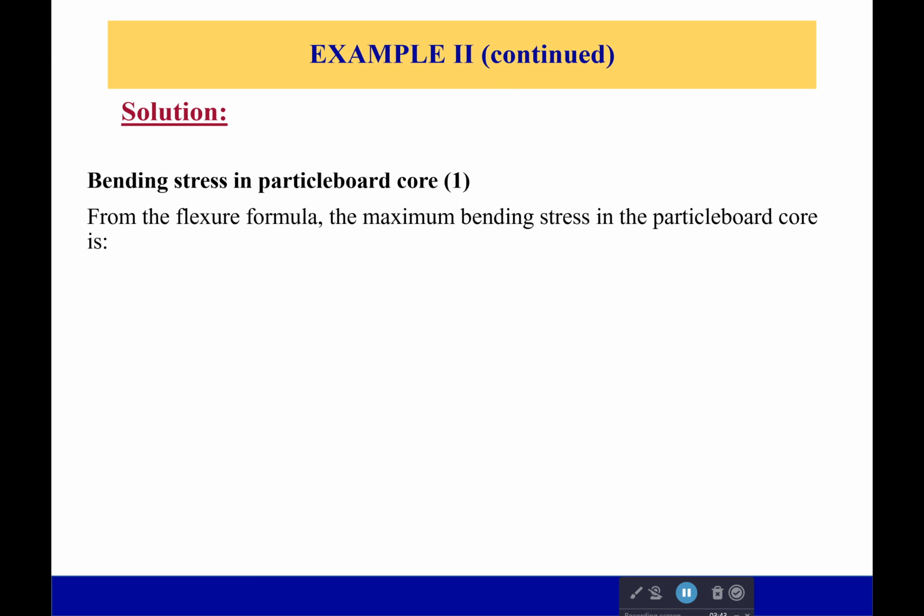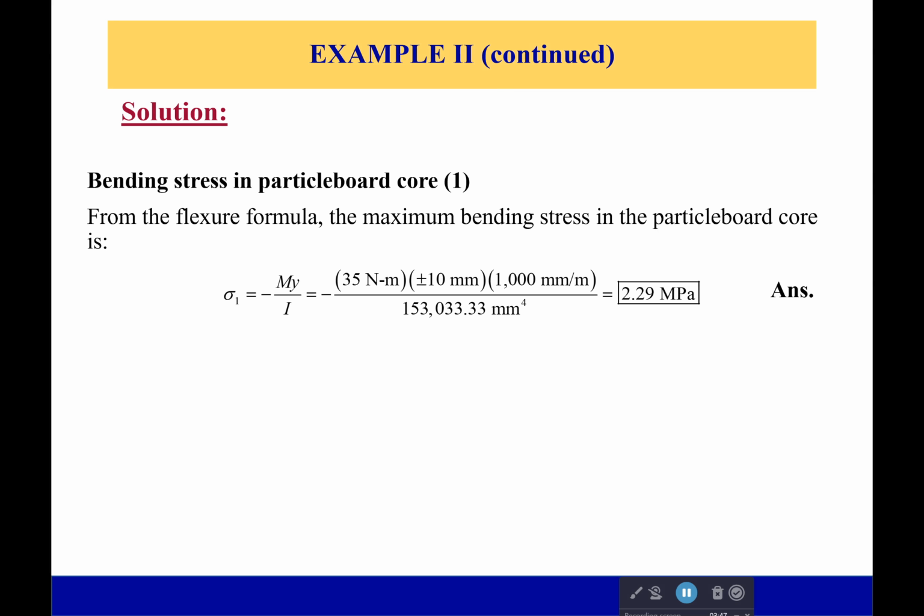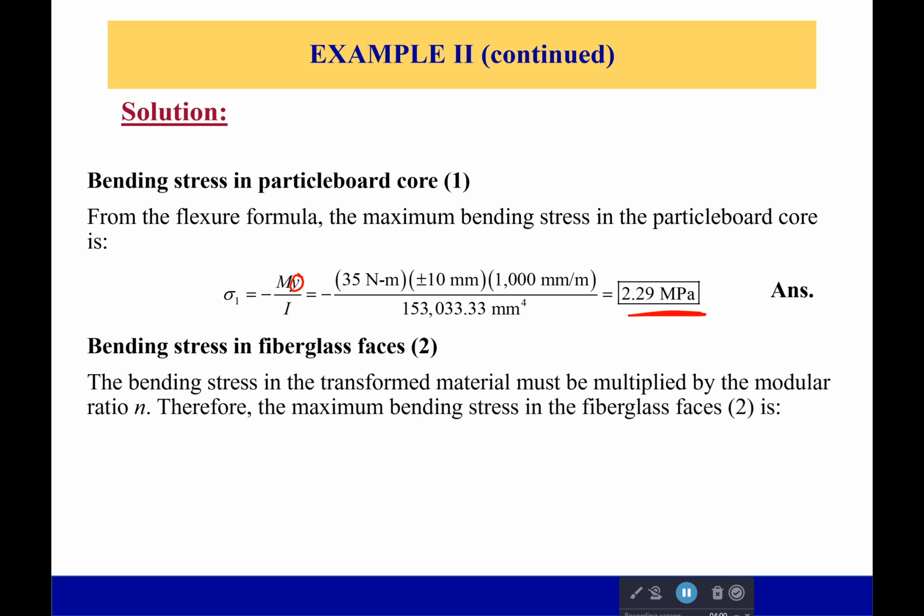Now, what's the bending stress in the particle board core? From the flexure formula, we know it's always going to be at a maximum at either the top or the bottom of the board. And so that's going to be equal to 2.29 megapascals, which is pretty easy. Nothing too terrible there.